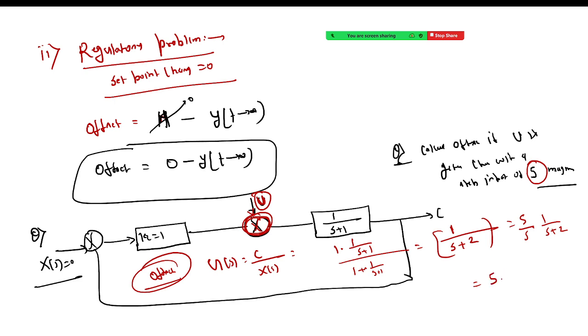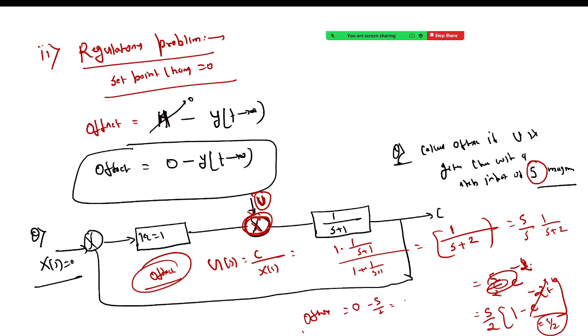So that is 5 into 5 upon 2 into e to the power minus, that is s plus k. So that is equal to 2t. Sorry, that will be equal to 5 upon 2 into 1 minus e to the power minus what? t by tau. Tau will be equal to what? So that is equal to 2t. So at t tending to infinity, it will become 0. So that will be equal to 5 by 2. So here your offset is equal to 0 minus 5 by 2, that is equal to minus 5 by 2. Is it clear?